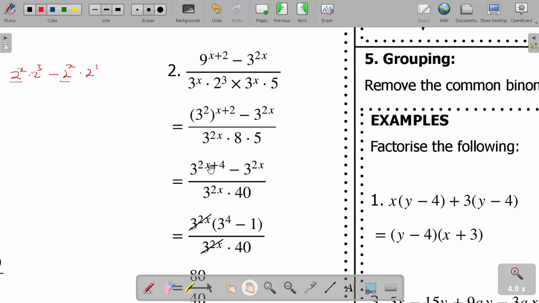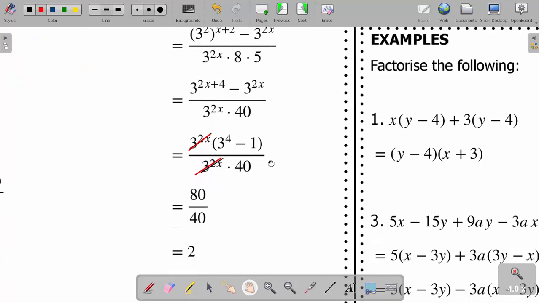And when I do factor it out, I'm going to be left with 1 here now. That's the one which you see here. Okay, and then after taking it outside brackets, I'm going to be left with 3 power 4 in this position. That's why it's 3 power 4 here. So I can cancel the 3 power x, and when I do cancel them, I'll be left with only 3 power 4 minus 1 divided by 40, which gives me 80 over 40, which is giving me 2.